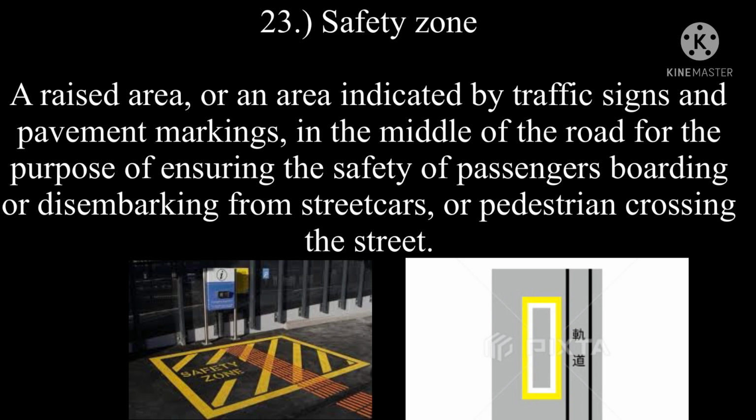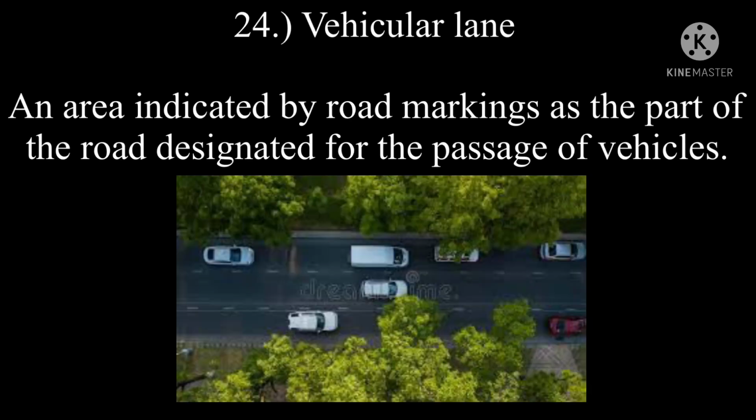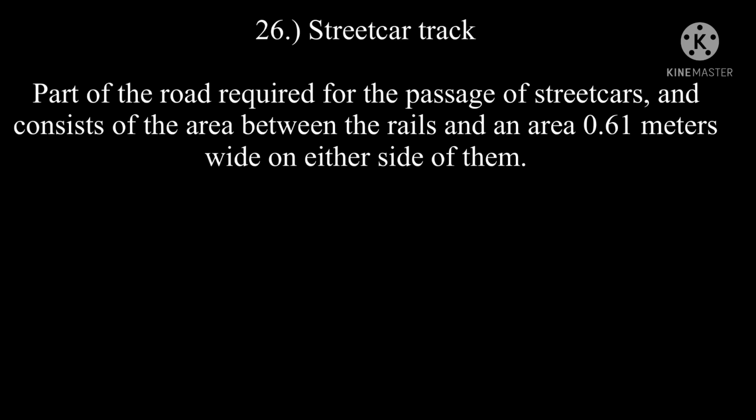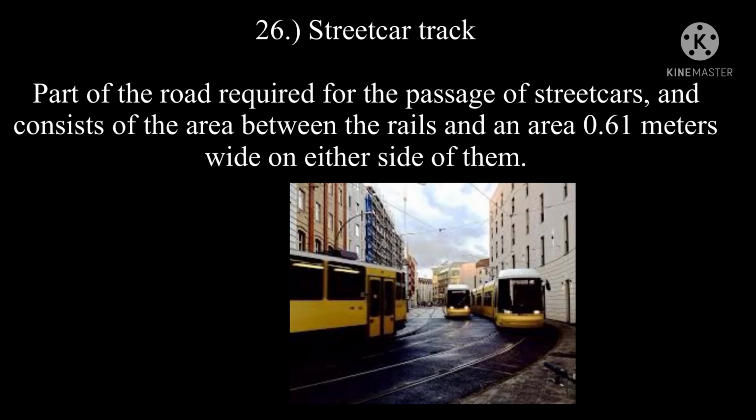Safety zone. A raised area or an area indicated by traffic signs and pavement markings in the middle of the road for the purpose of ensuring the safety of passengers boarding or disembarking from streetcars or pedestrians crossing the street. Vehicular lane. An area indicated by road markings as the part of the road designated for the passage of vehicles. Exclusive lane. Part of the vehicular lane indicated by traffic signs and pavement markings as designated for the exclusive use of a type of vehicle. Streetcar track. Part of the road required for the passage of streetcars, consisting of the area between the rails and an area 0.61 meters wide on either side of them.